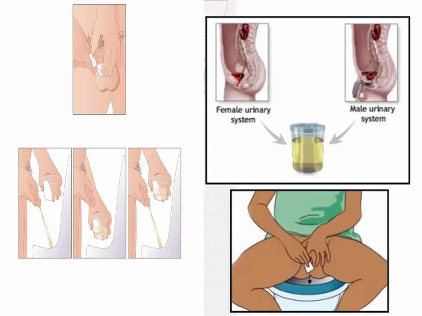Diagnostics, urinary system. Clean catch urine. Clean the urethral area and void a small amount, and then void into a sterile specimen cup. If the patient is menstruating, a fresh tampon can be used to temporarily stop the flow.